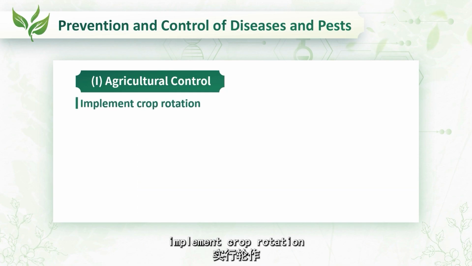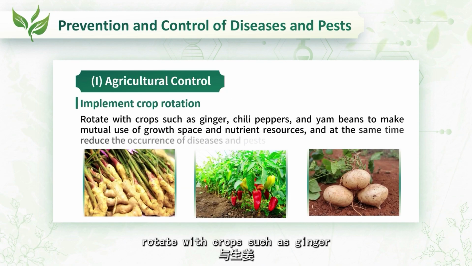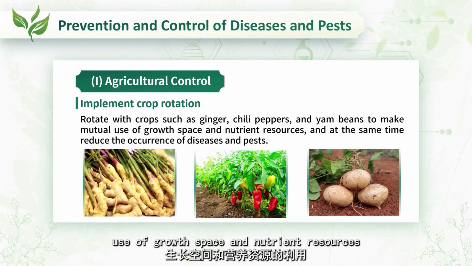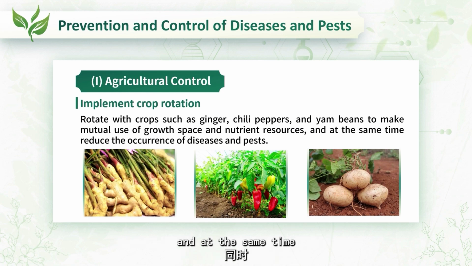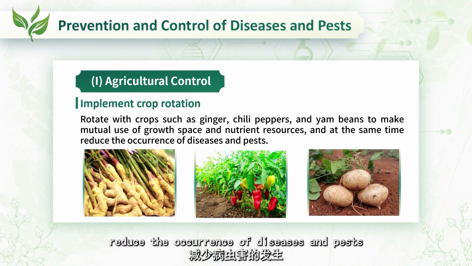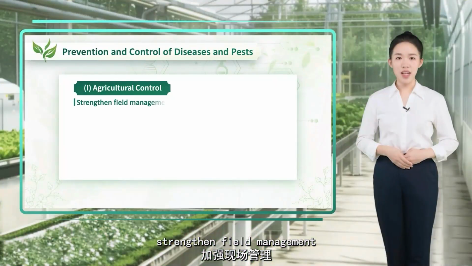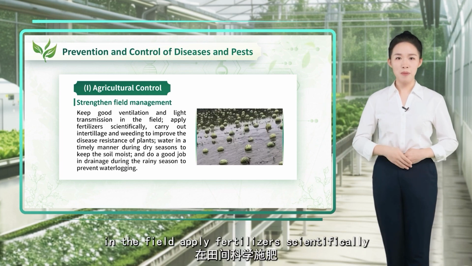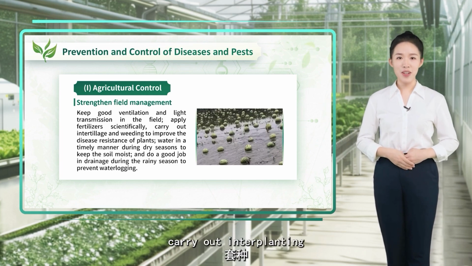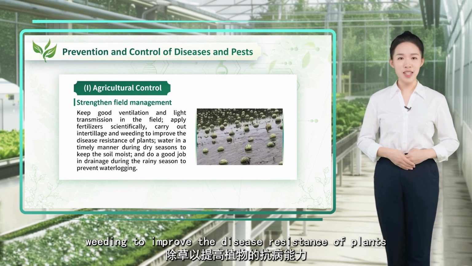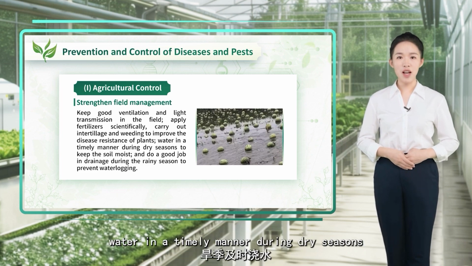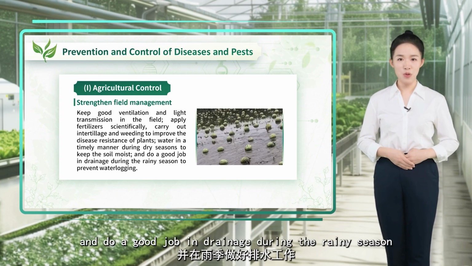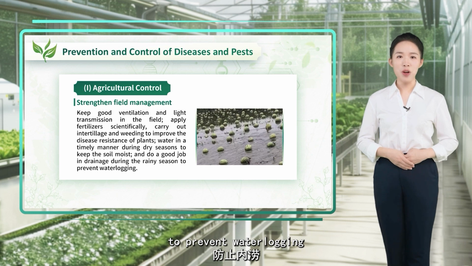Implement crop rotation. Rotate with crops such as ginger, chili peppers, and yam beans to make mutual use of growth space and nutrient resources, and at the same time, reduce the occurrence of diseases and pests. Strengthen field management. Keep good ventilation and light transmission in the field. Apply fertilizers scientifically. Carry out intertillage and weeding to improve the disease resistance of plants. Water in a timely manner during dry seasons to keep the soil moist. And do a good job in drainage during the rainy season to prevent waterlogging.